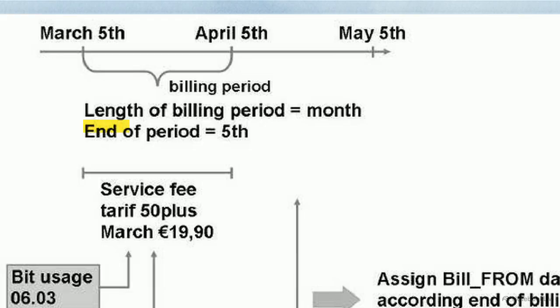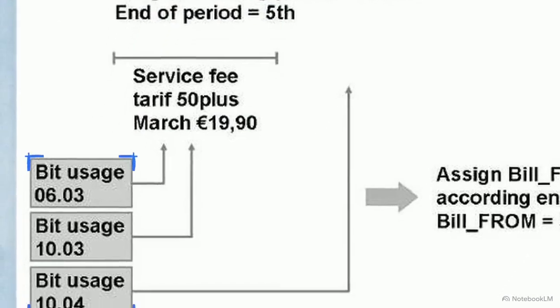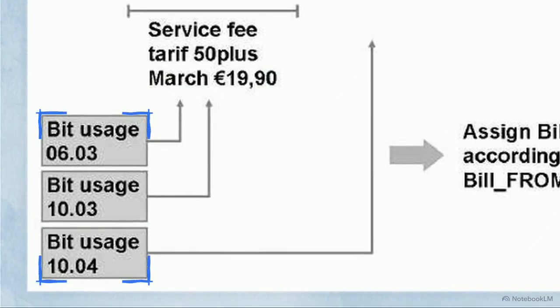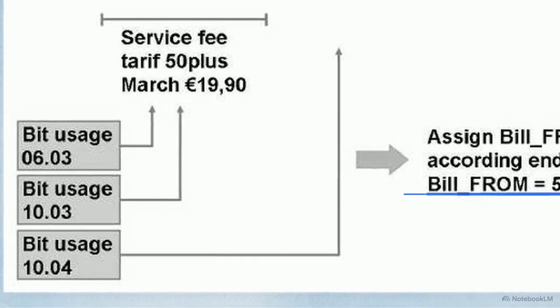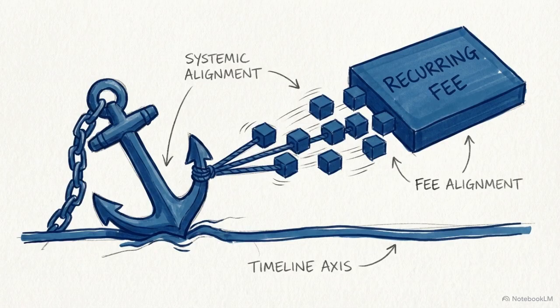The provider defines a strict period length and end date. For instance, the 5th of every month. The recurring fixed service fee is generated strictly according to this monthly cycle. This is contrasted by the erratic daily arrival of usage bits on various dates throughout the month. The system assigns a unified target date based on the end of the billing cycle, effectively holding daily usage data until it aligns with the recurring fee. The billing cycle acts as a temporal anchor, using separate target dates to slow fast-moving usage data so it can merge with slow-moving recurring fees.